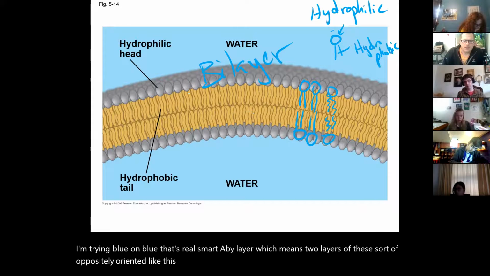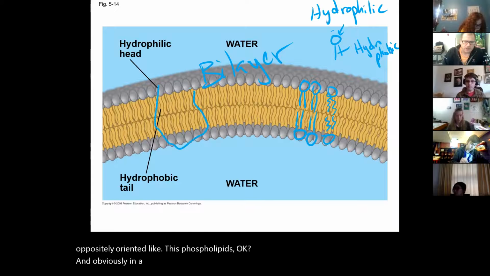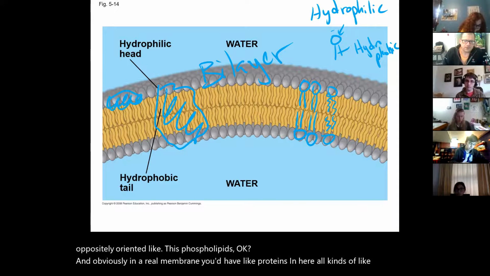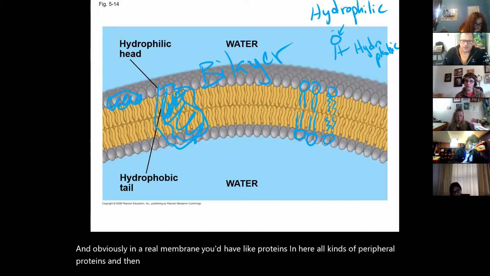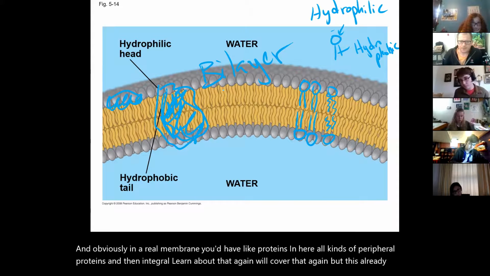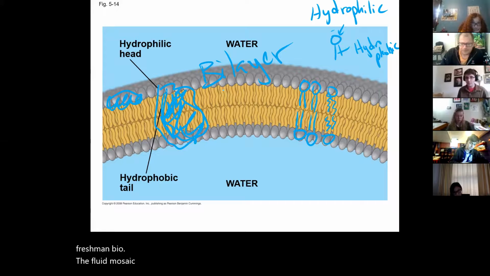Okay. And obviously in a real membrane, you'd have proteins in here, like peripheral proteins and then integral. We'll cover that again, but you know this already from freshman bio. The fluid mosaic model.